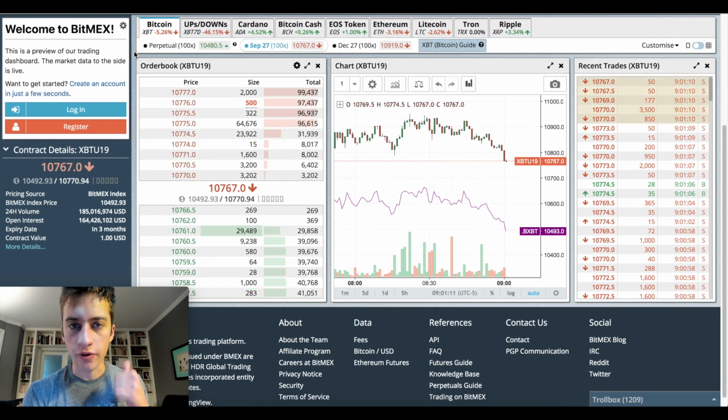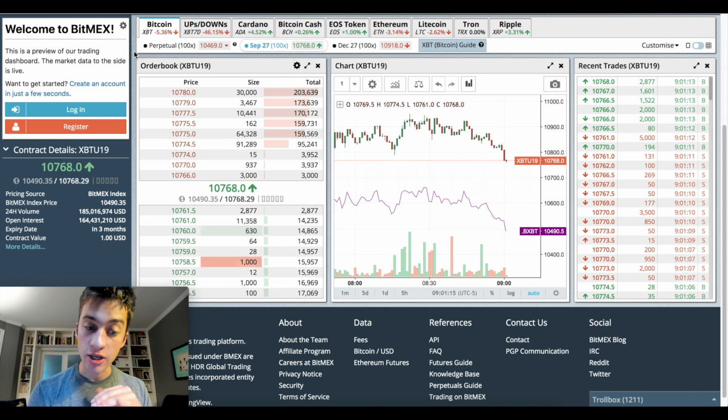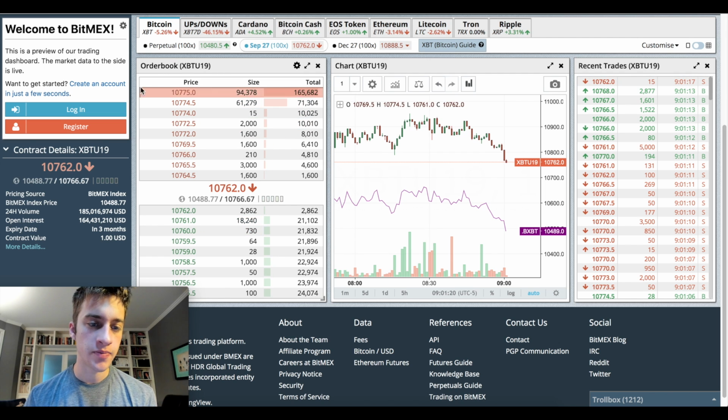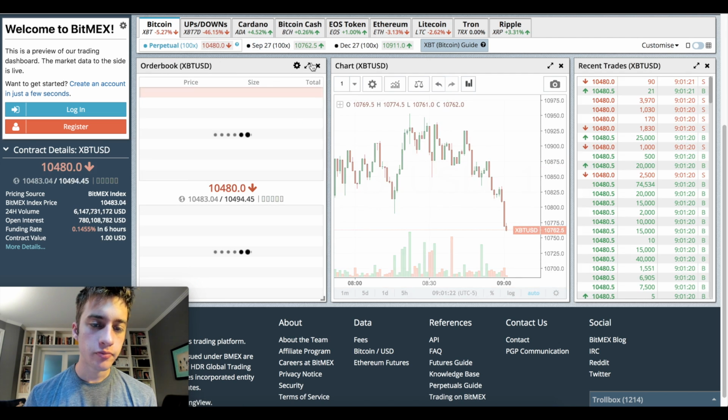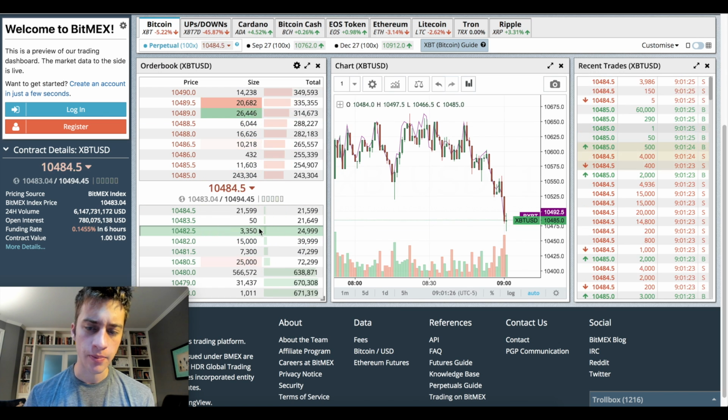Okay, we've gone over liquidations. You can only deposit Bitcoin, but you trade in denominations of USD for your trade size. Now let's go into the user interface. This is the order book. It's showing me how many people want to sell, limit sells, and how many people want to buy, limit buys.